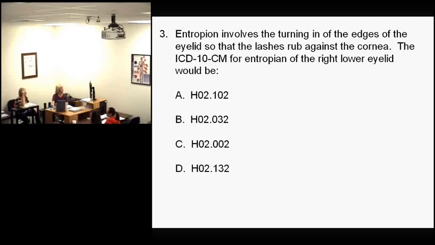Number three. Entropion involves the turning in of the edges of the eyelid so that the lashes rub against the cornea. The ICD-10 for entropion of the right lower eyelid would be? It's horribly painful. So remember, ectropion versus entropion, entropion versus ectropion.